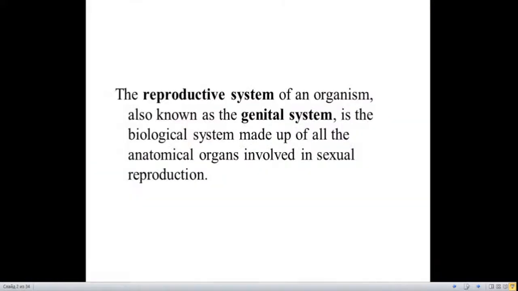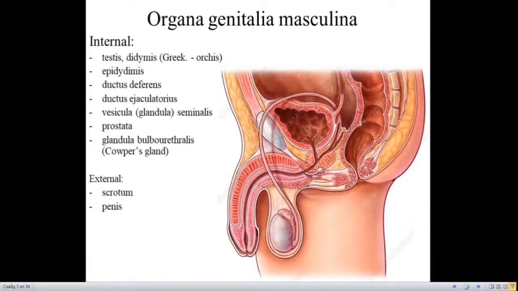But firstly, what is the function of the reproductive system? Actually, the reproductive system or genital, as I said above, is formed by organs involved in sexual reproduction. And firstly, we will talk about the male reproductive system.